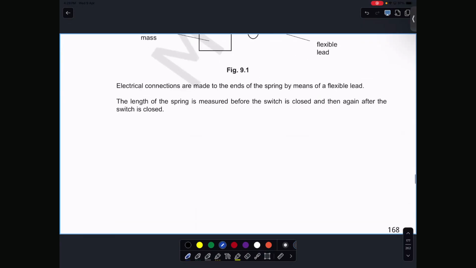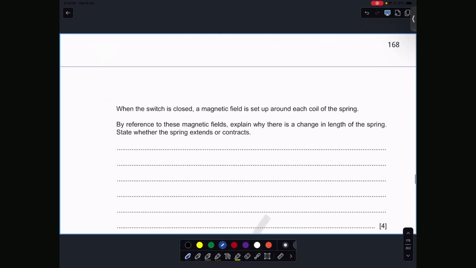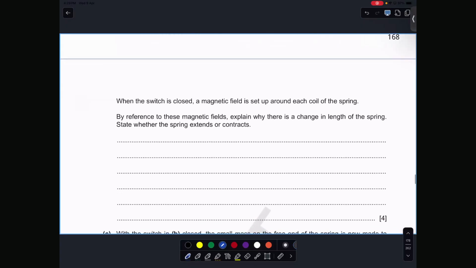The length of the spring is measured before the switch is closed and then again after the switch is closed. When the switch is closed, the magnetic field is set up around each coil of the spring.